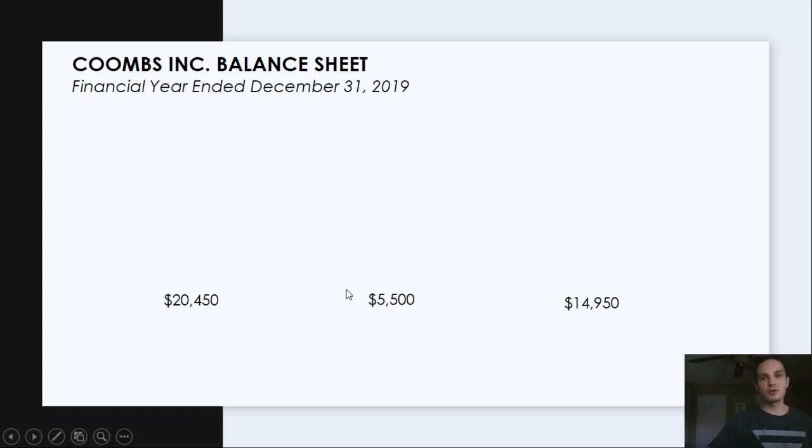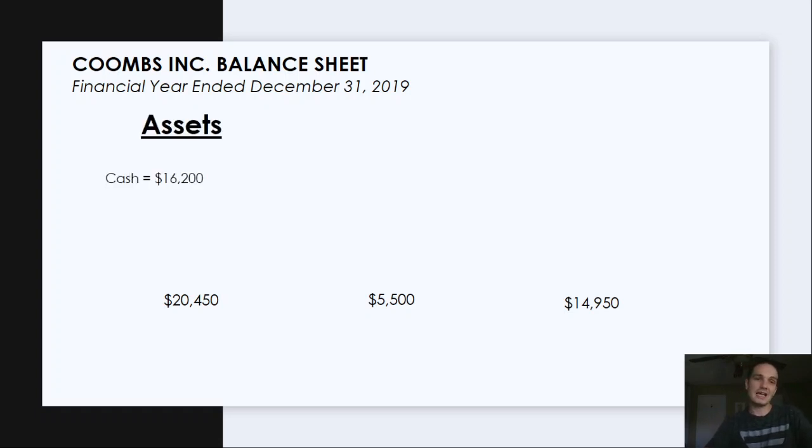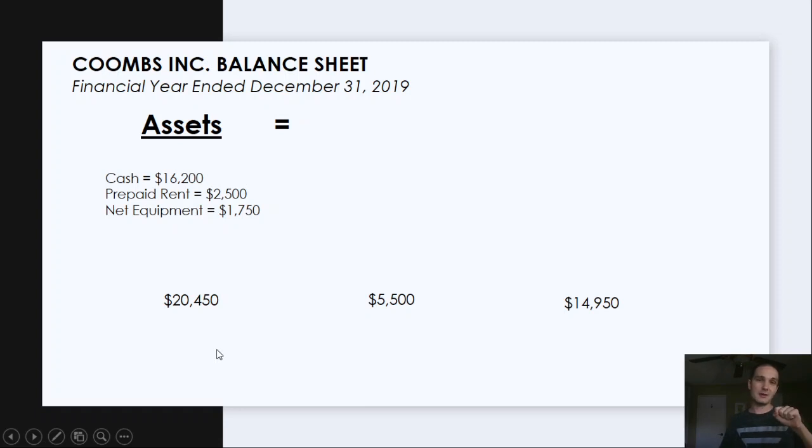And so these are the total balances for the accounting equation at the end. How did we determine these balances and that it ties? Remember, the balance sheet is just a presentation of the accounting equation, which is assets equal liabilities plus equity. So our assets are now $16,200 cash. That cash increased from our collection. Previously, this didn't include the $6,000 from our previous video. We had our prepaid rent and our net equipment of $1,750. So that equals $20,450. These are everything the company has a right to use.